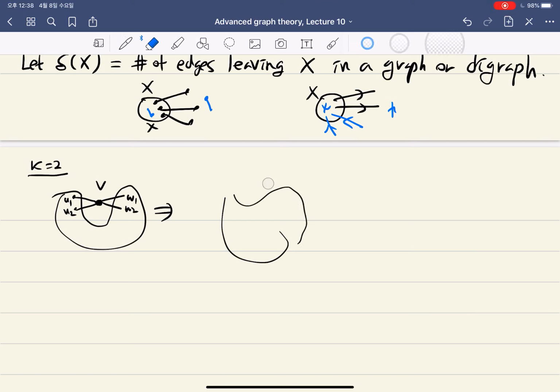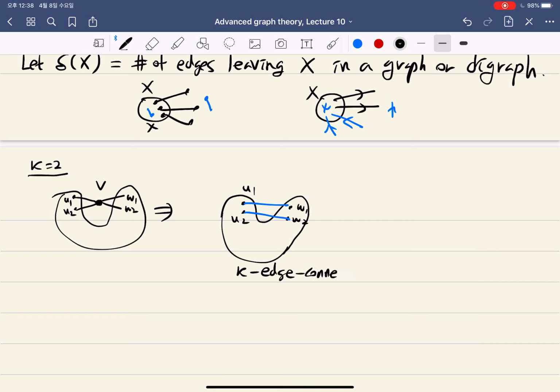Somehow we want to transform this to a graph which looks this way. So we get rid of V, and then we add a matching inside the neighborhood of V, and make sure that this is K edge connected. So 2K edge connected, 2K edge connected.